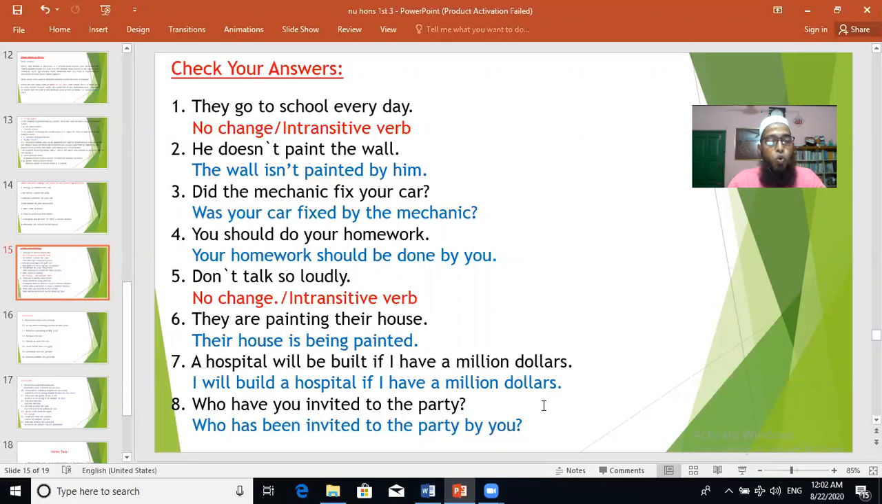Number 8, who have you invited to the party? So present perfect tense. Who has been invited to the party by you? That is the answer.